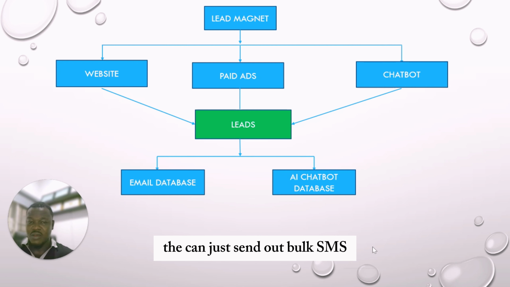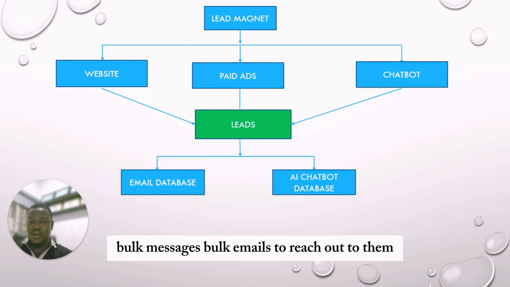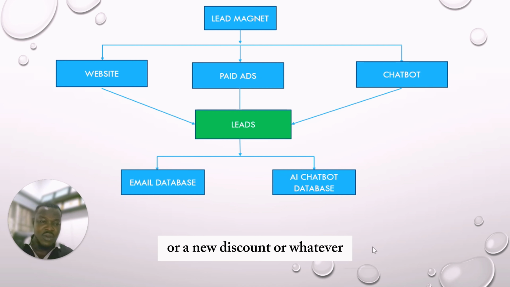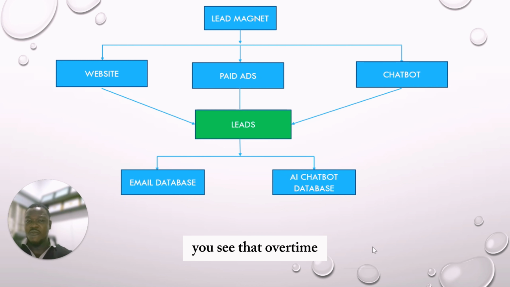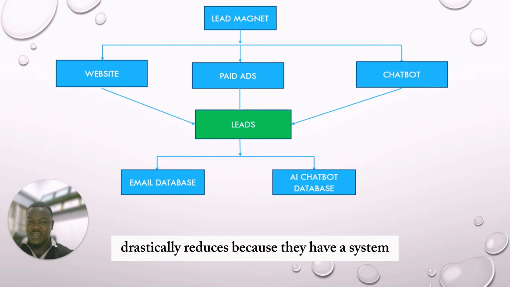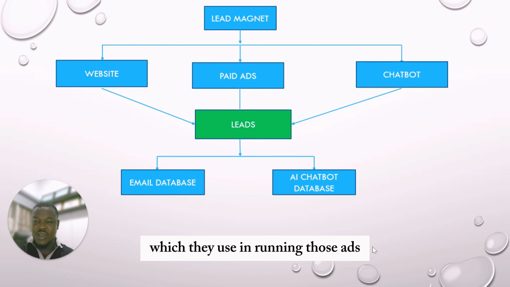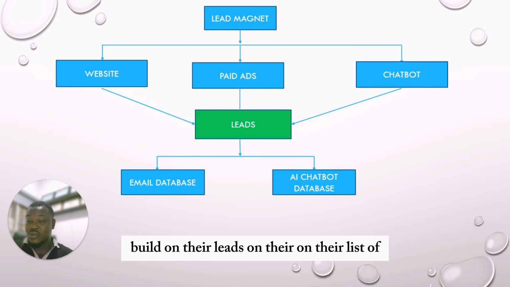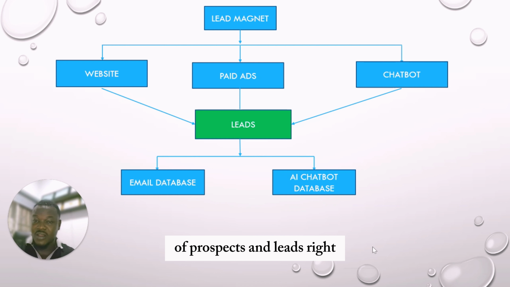They can just send out bulk SMS, bulk messages, bulk emails to reach out to them, maybe over a new offer or a new discount or whatever it is. So you see that over time, their ad budget drastically reduces because they have a system which they use in running those ads. They are able to build on their list of prospects and leads, right?